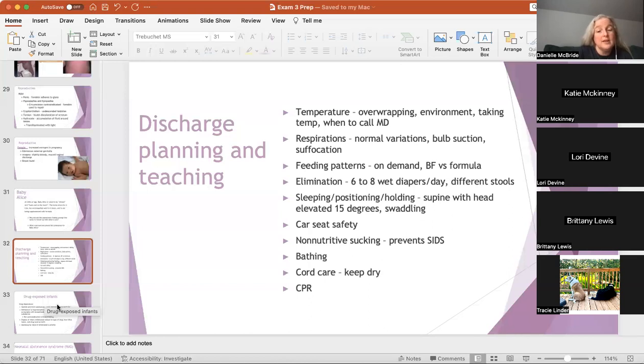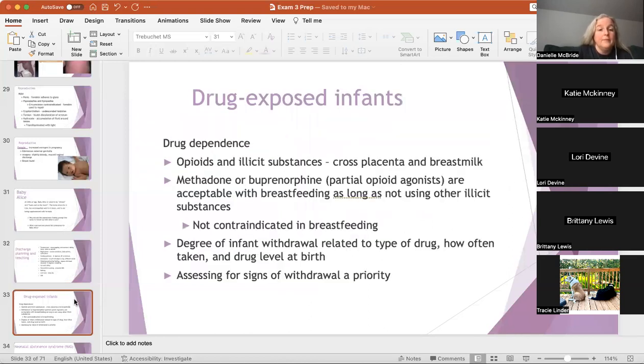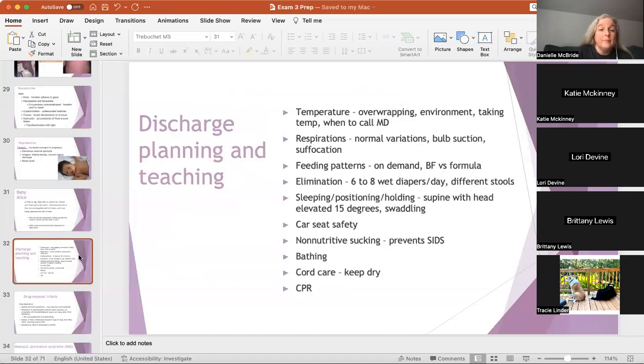All right, so these are all things that we're going to be teaching parents about on discharge. And I remember my nurse telling me, as far as keeping my baby warm, that a baby will tell you if they're too cold, but they won't tell you if they're too hot. So just be careful when you're swaddling them. You don't want to use thick fleece blankets to do that.